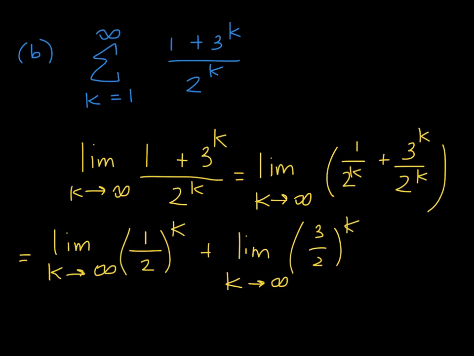Now, please notice that as 1, one's fixed. The numerator is fixed at 1 while the denominator continues to grow. So therefore, this entire ratio here is approaching 0 as k goes to infinity. While this one here, as k goes to infinity, 3 halves raised to the power of k is approaching infinity.